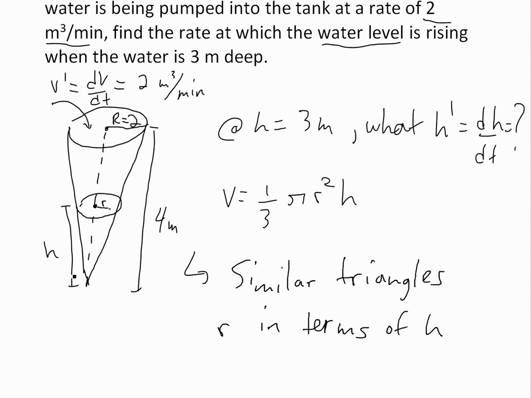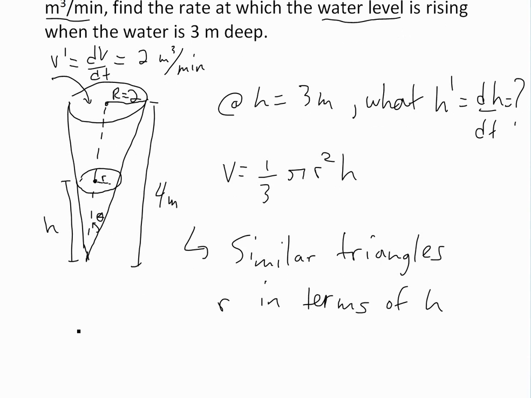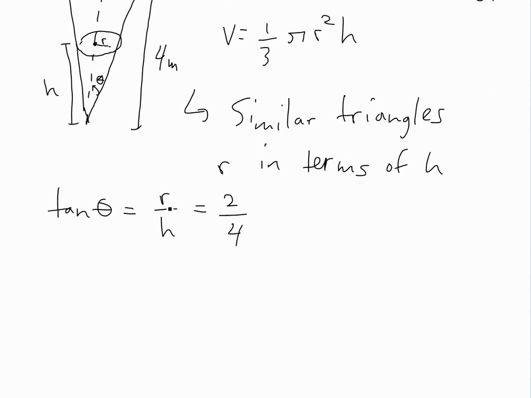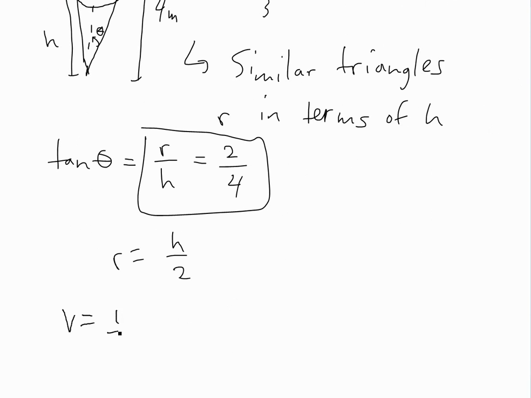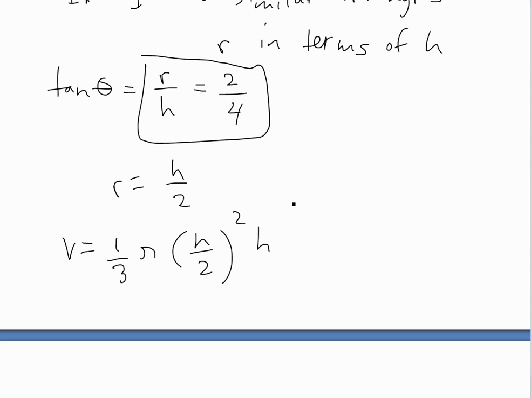Using similar triangles, if we had an angle theta here, we know that tan theta is equal to r over h. The big triangle has the same angle, so we could do 2 over 4, opposite over adjacent. So now we have a relation. We just solve for r: r is equal to h over 2. Then we plug it in here. So V is equal to 1 over 3 pi times (h over 2) squared times h. This simplifies to 1 over 3 pi h cubed divided by 4, which equals pi h cubed over 12.